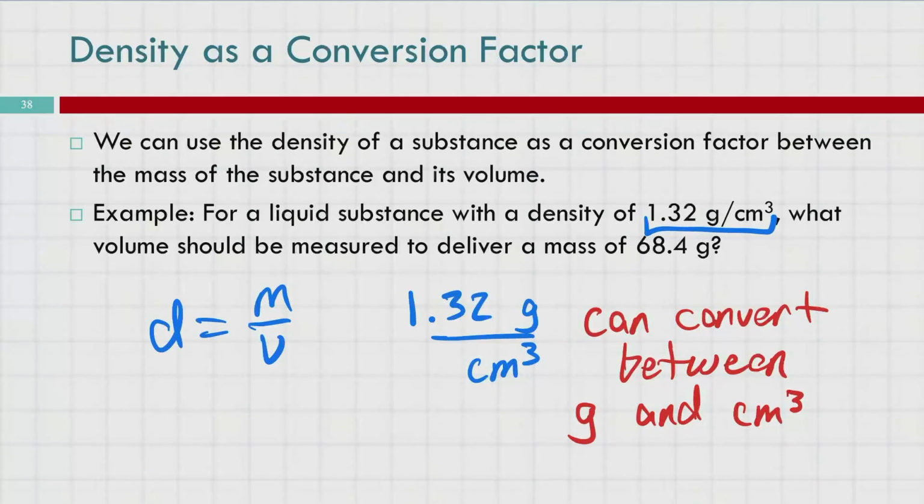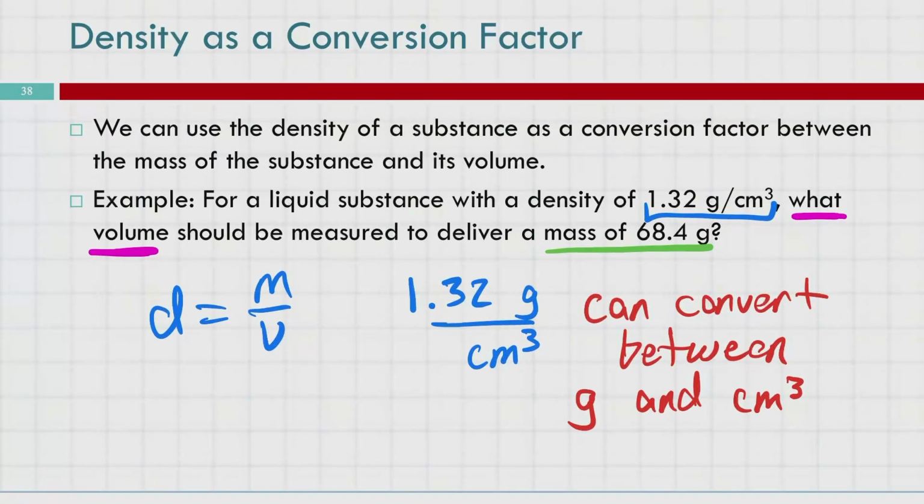So we are trying to, in this question, deliver a mass of 68.4 grams, and we want to know what? What are we finding? The volume. And we know that we're finding volume. It's right next to our question word. Usually our question word is right next to the thing that we want. So our question word, what volume? So we're looking for a volume. We're given grams. We can go from grams to volume. In this case, probably cubic centimeters.